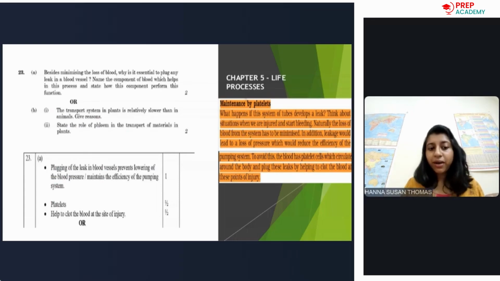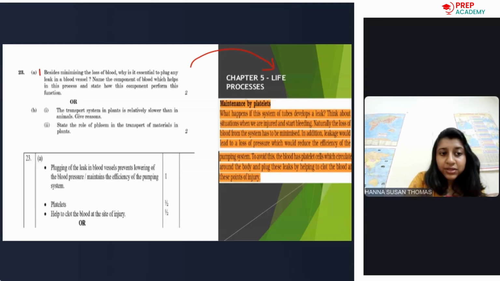So first one, the A part question. Either you can write the A part from this 23rd question or the B part. It's your choice. But both these questions are taken from chapter 5, Life Processes. First we can deal with the A part question. Besides minimizing the loss of blood, why is it essential to plug any leak in a blood vessel? That's the first part. Then, name the component of blood which helps in this process. That is the second part.